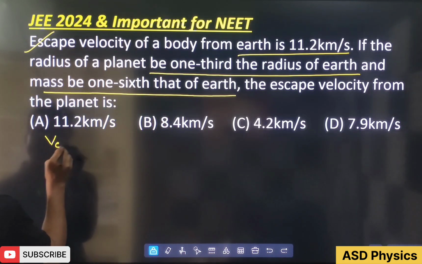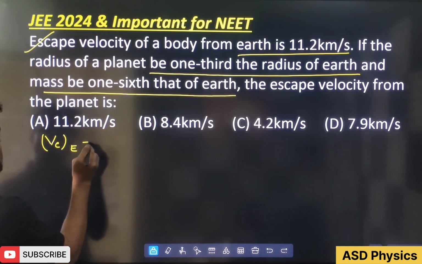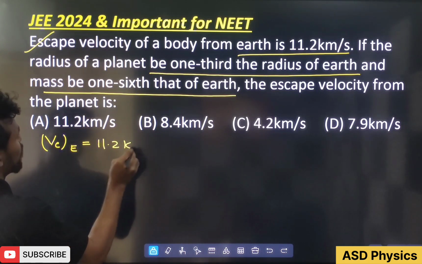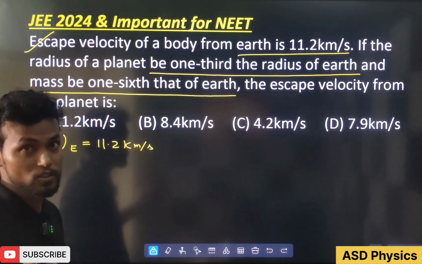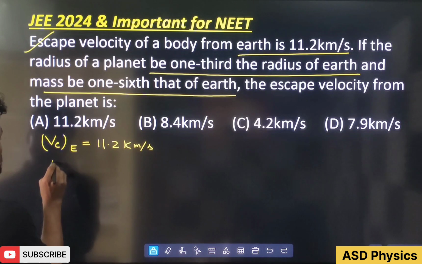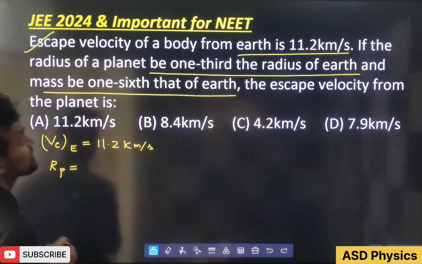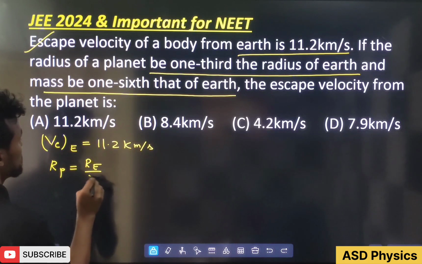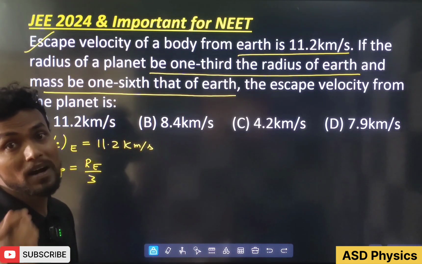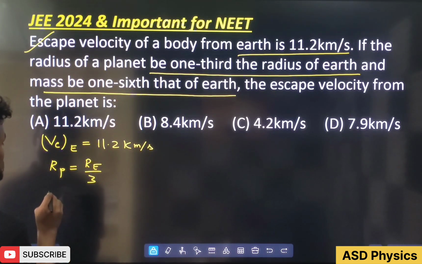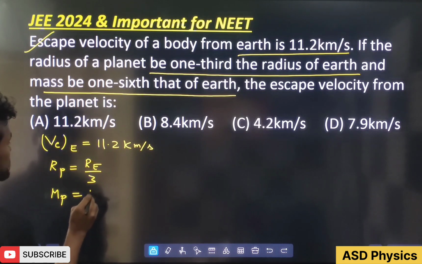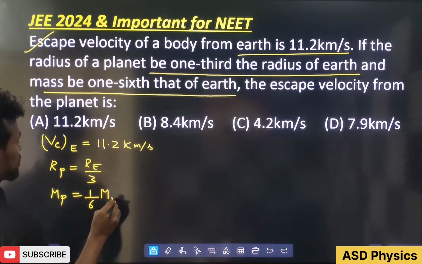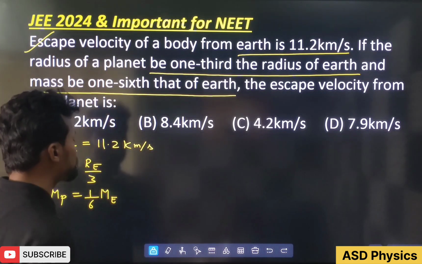Here they have given escape velocity from the earth. How much is given? 11.2 km per second. That we know also. After that, if we talk about the radius, radius of the planet, how much is given? 1/3 of the radius of the earth. That means we can write here RE by 3. If we talk about the mass, mass is 1/6. So mass of the planet is 1/6 of the mass of the earth. Now, this is the given data.